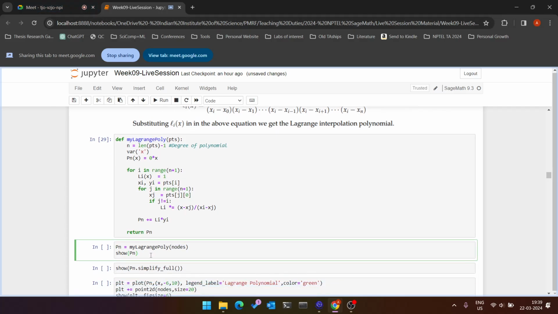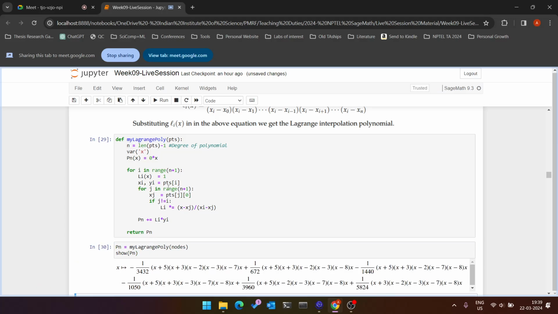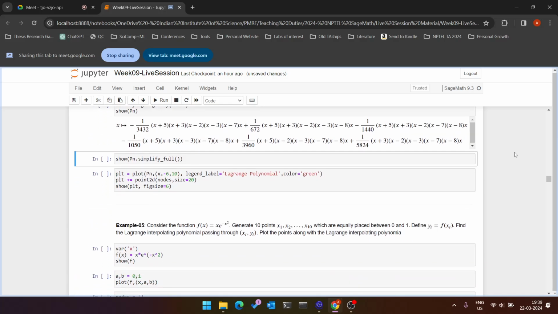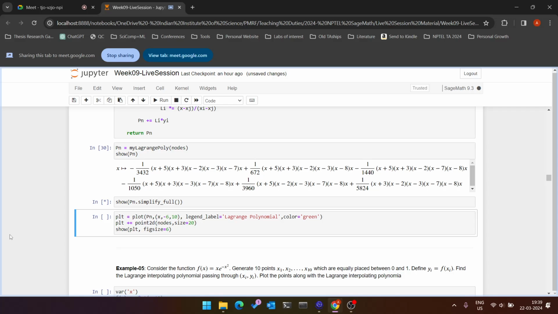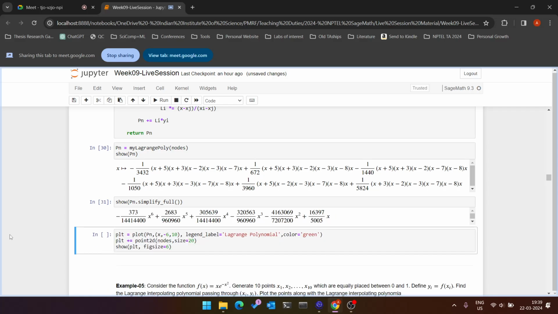If I run this, I get a rather big expression. I'll just simplify this because there are a lot of products. So this creates, as you can see, 7 points, so a 6-degree polynomial. And there is no constant term here.